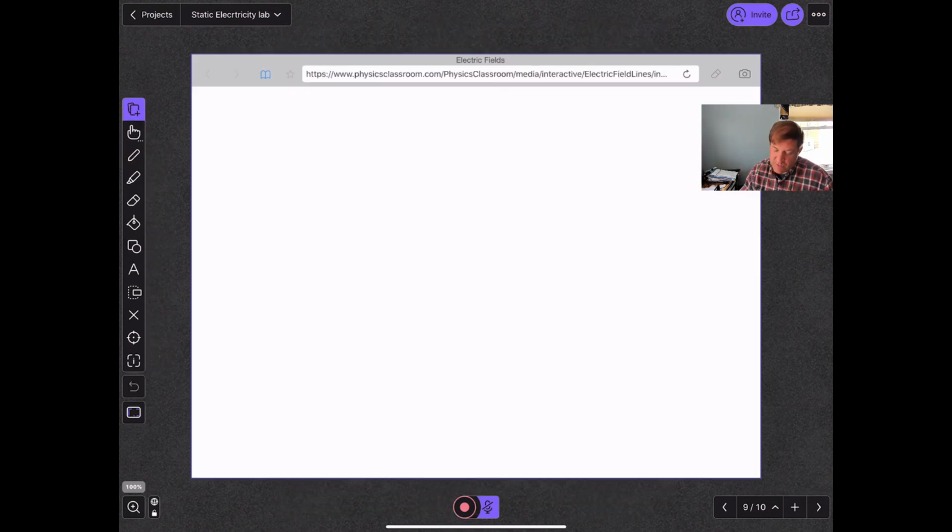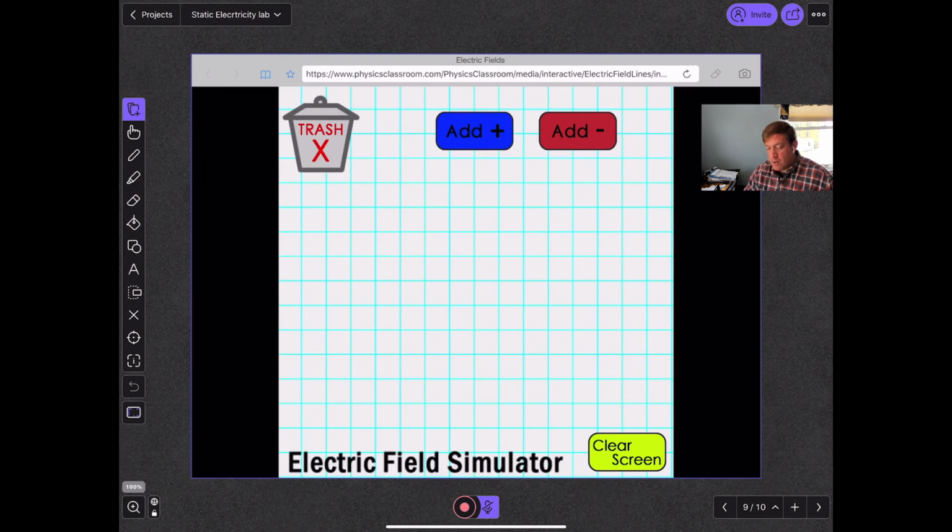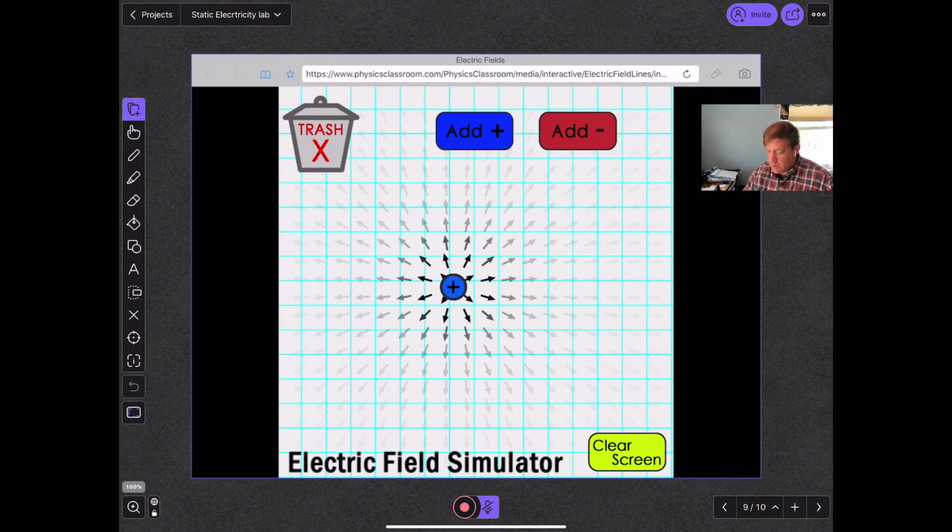So let's do a little refresh. Okay. So here's how it works. You put in a positive, and you drop it anywhere you want. And believe it or not, just immediately, the software starts drawing the shape of the electric field.